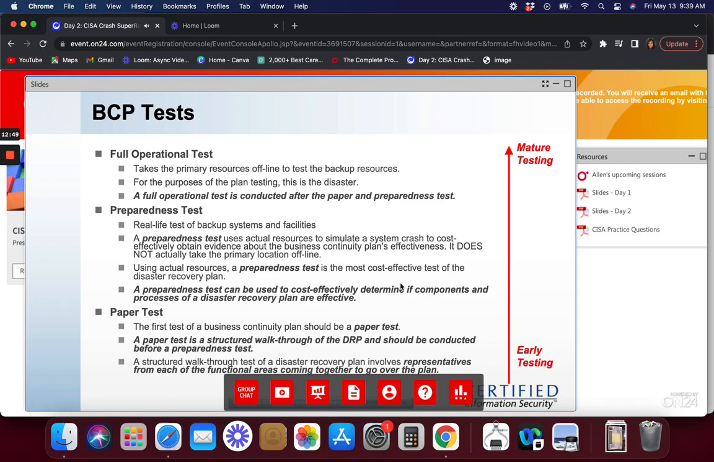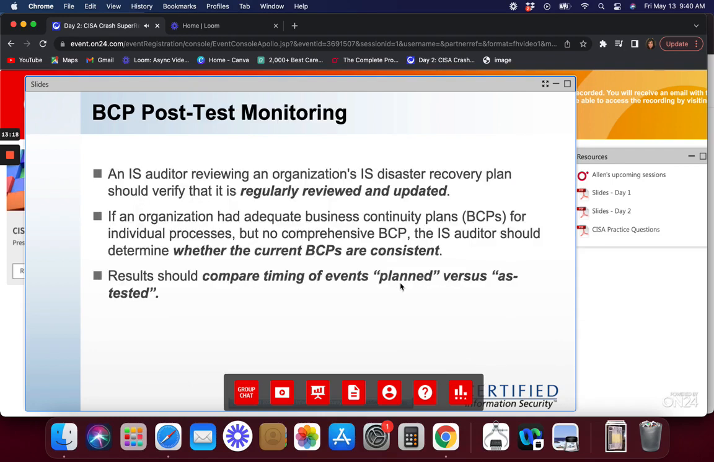Now then, not only do you need to know the differences between those levels of testing, you need to understand, never do a full operational test if you haven't even done a paper test first. So in your early testing, you'll do something that's less potentially disruptive, which is your paper testing, as opposed to, if everything is testing well through paper and preparedness, now maybe we're ready to go ahead and see if we could do this in a live real-time environment, see what might come about from that.